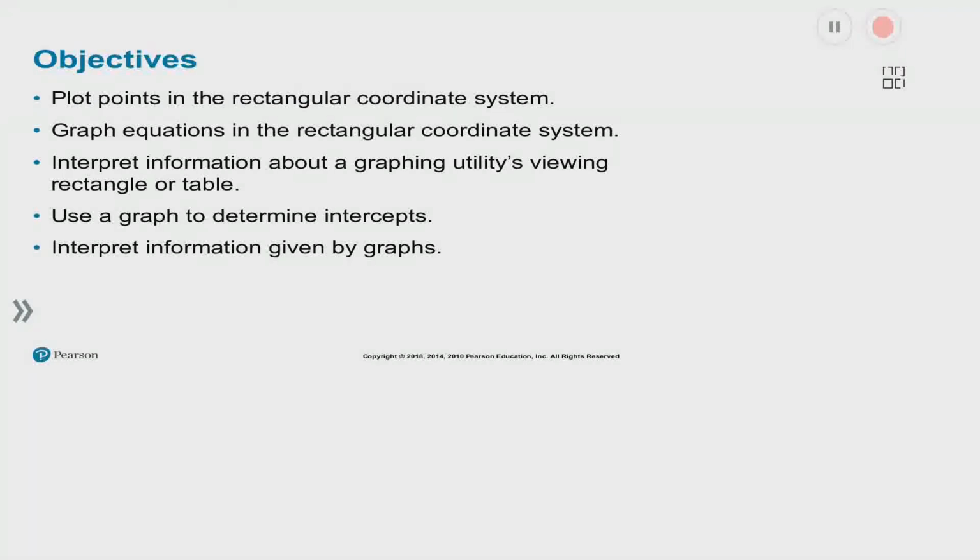And 1.1, section 1.1 is about graphs and graphing utilities. It's pretty basic.